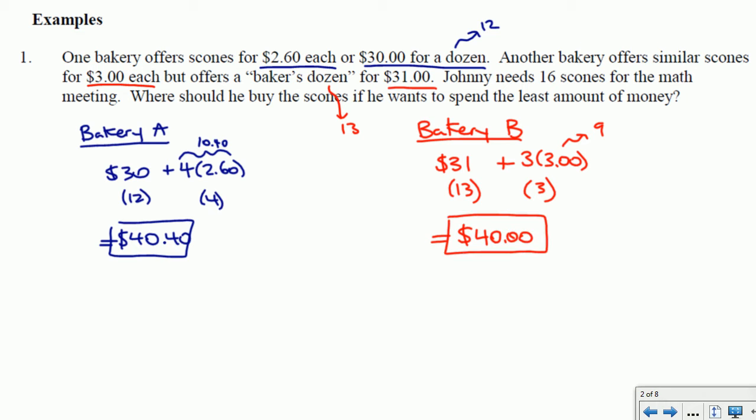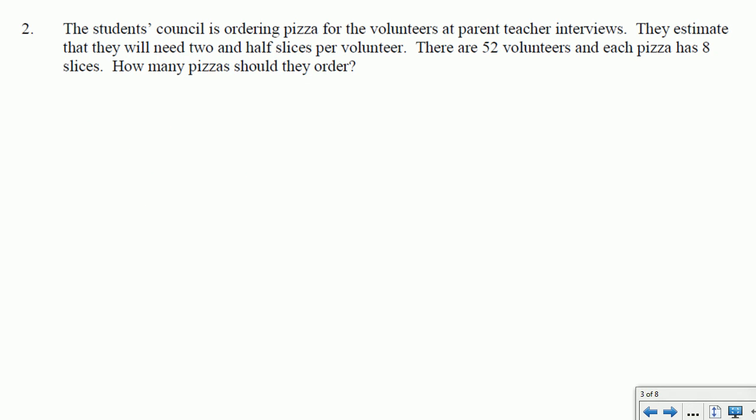So if we're shopping for scones and trying to spend the least amount of money, we should go with Bakery B. In question number 2, the Students' Council is ordering pizza for the volunteers at parent-teacher interviews. They estimate they will need 2.5 slices per volunteer. There are 52 volunteers and each pizza has 8 slices. So how many pizzas do they need to order?